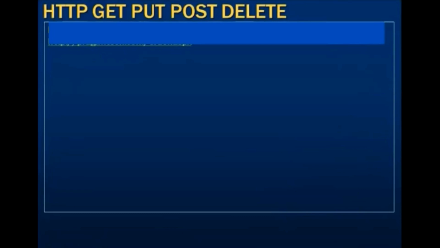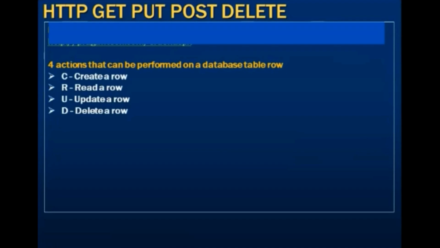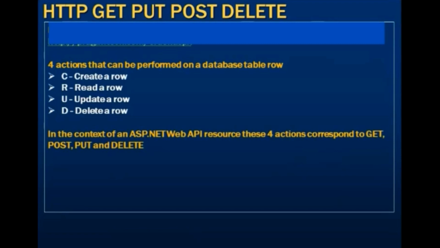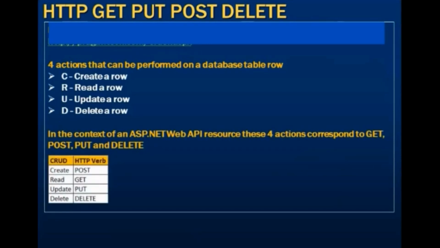When we talk about a database table row, these are the four actions that we can perform on the row: create, read, update, or delete a row. In the context of an ASP.NET Web API resource, these four actions correspond to get, post, put, and delete as shown in the table right here.